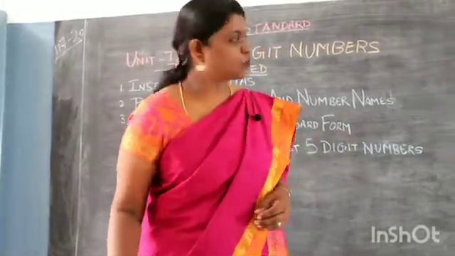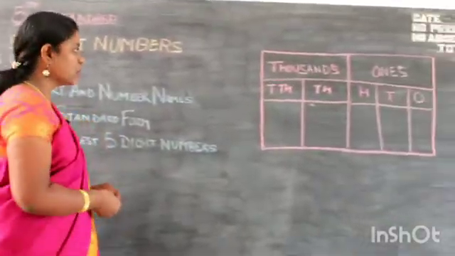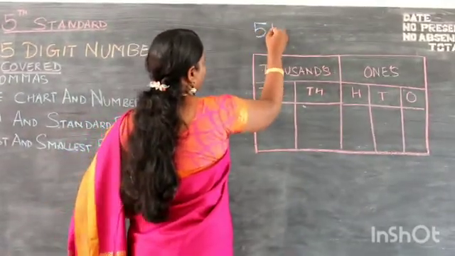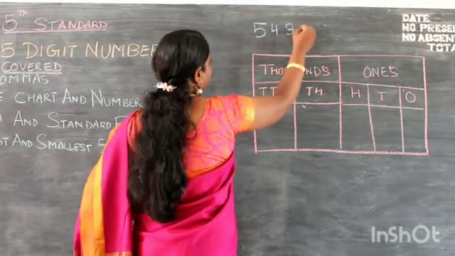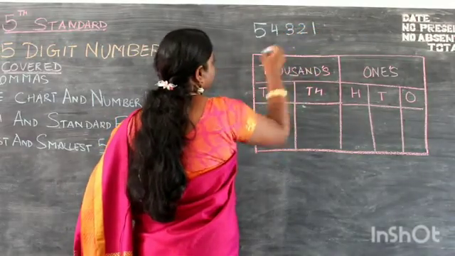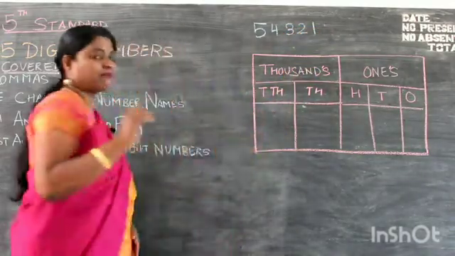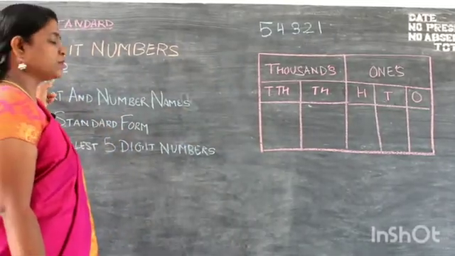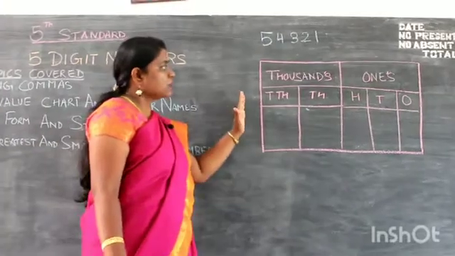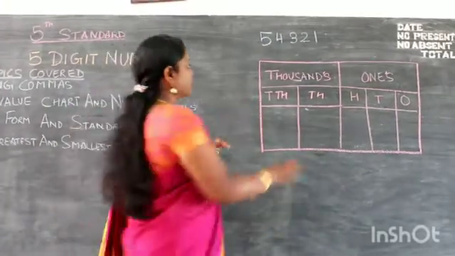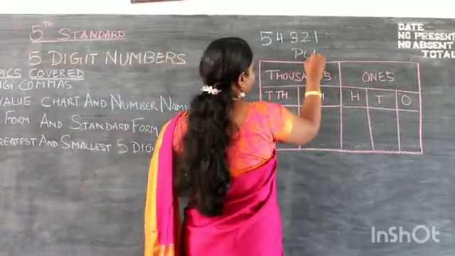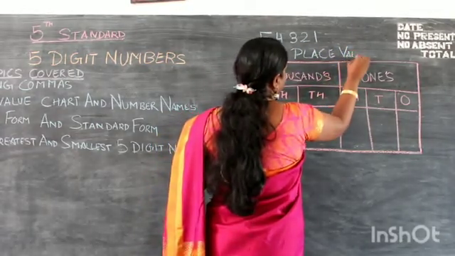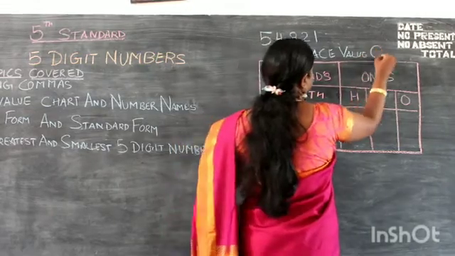Before that, I am going to just choose a random number. Okay, the number that I am choosing today is 54,321. Now we have to learn where to insert the commas, right? We have to learn where to insert the comma. Now look at this place value chart.